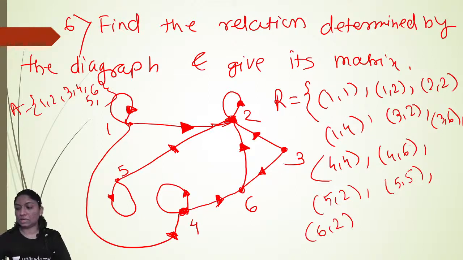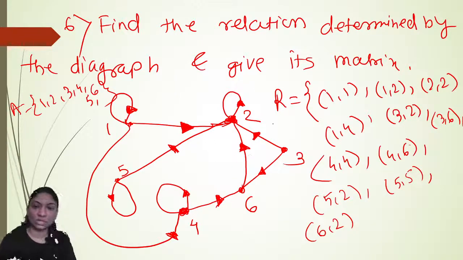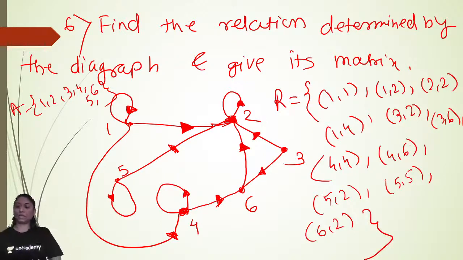So everything is done. 3 related to 2, 2 related to 2, 3 related to 4, then 3 related to 6, 6 related to 2, then 4 related to 6. Okay, now everything is covered: 1 related to 1, 1 related to 2, 1 related to 4, 3 related to 2, 3 related to 6, 4 related to 4, 4 related to 6, 5 related to 5, 5 related to 2, and 2 related to 6. The arrow is like this.